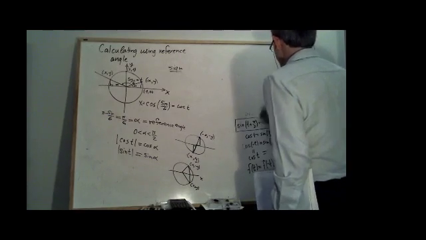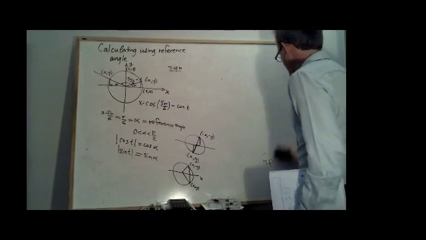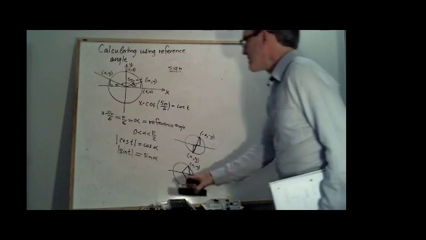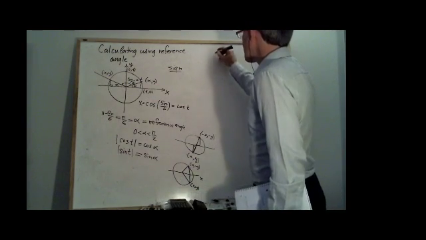Okay, so let's see some examples here. In this example, t is 5 pi over 6.